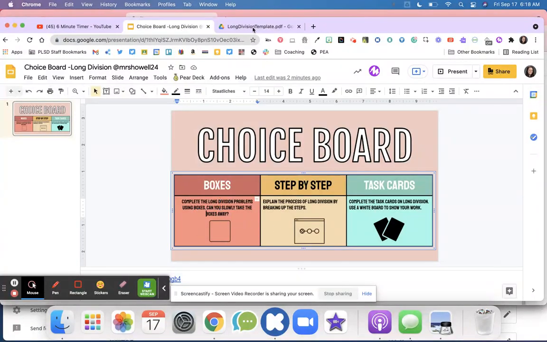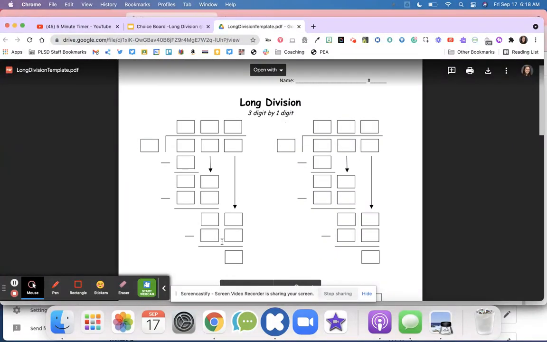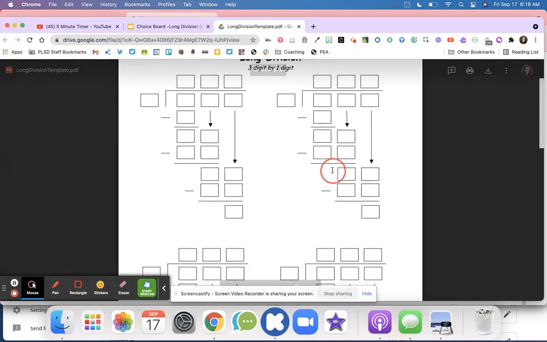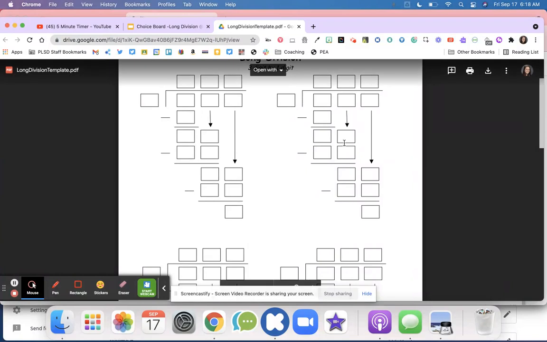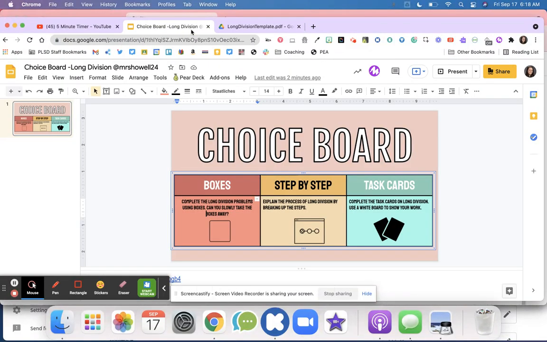And then hopefully they're able to start to take some of those boxes away. So what I would do is I would start to keep this first part for that first part of the answer, and then I would take away maybe the second part to see what the students could do and what they remembered. And then the next one is step by step.